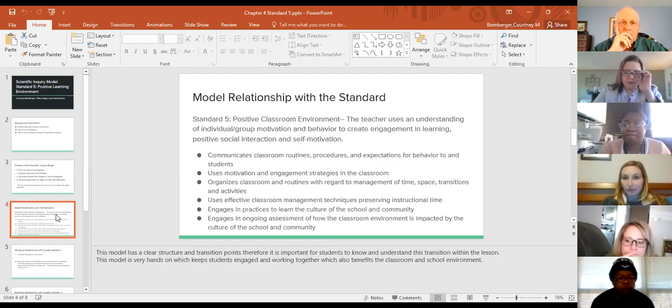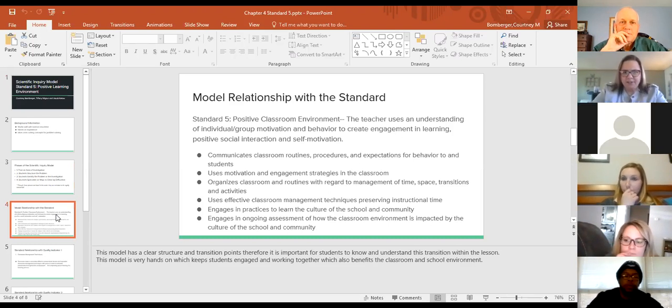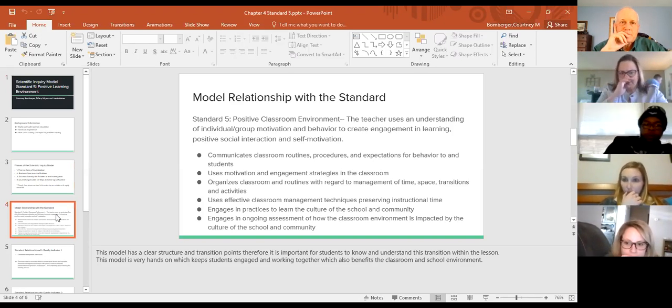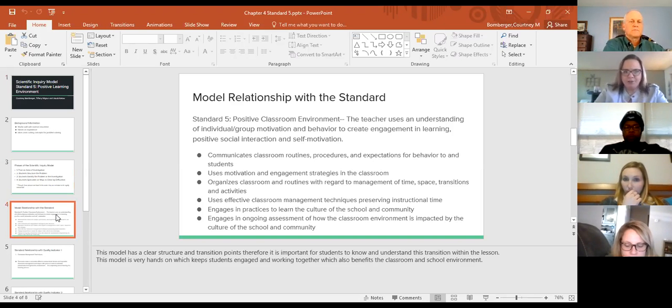And as far as the model's relationship with the standard, Standard 5, positive classroom environment: the teacher uses and understands individual and group motivation and behavior to create engagement and learning, positive social interaction, and self-motivation. You guys can kind of read through the slide. I'm not going to read every word to you because we will be sharing these.